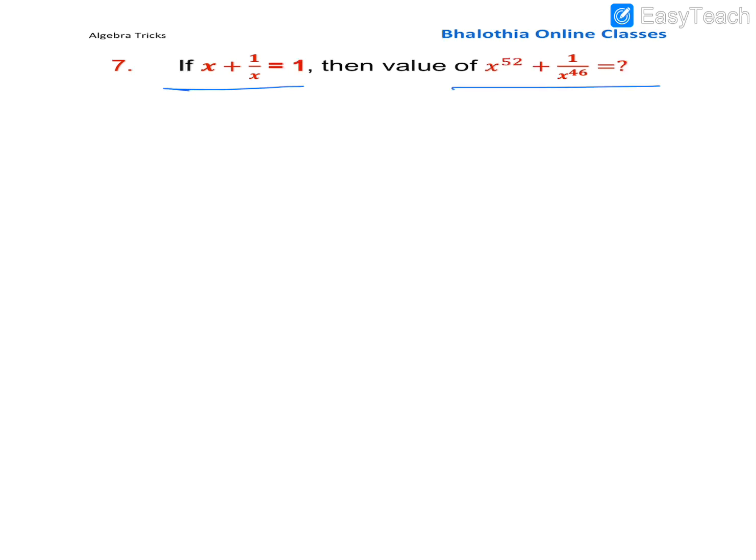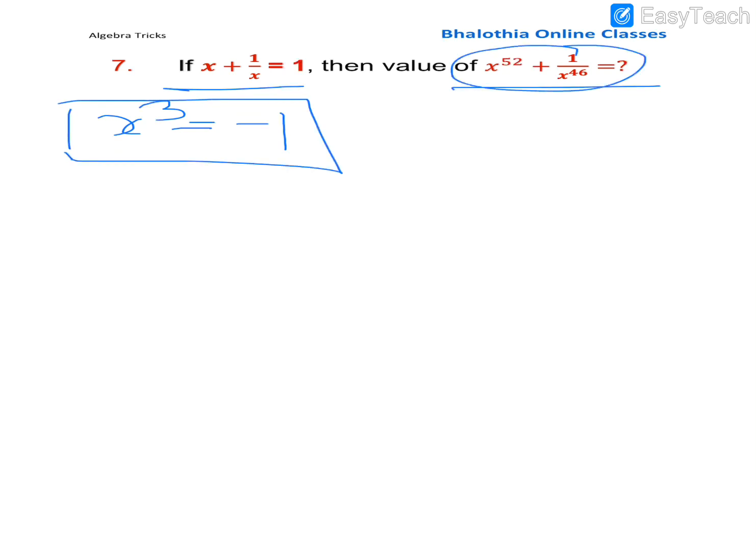Okay, so let's discuss the next question. That is x plus 1 upon x equal to 1. So what will be the value of x cube? X cube will become minus 1, right? Plus 1 is given, so x cube will become minus 1. And we will break it in the same way. So it will become x raised to the power 51. Why are we breaking into 51? Because we want to make it the nearest multiple of 3. That's why we are breaking it.